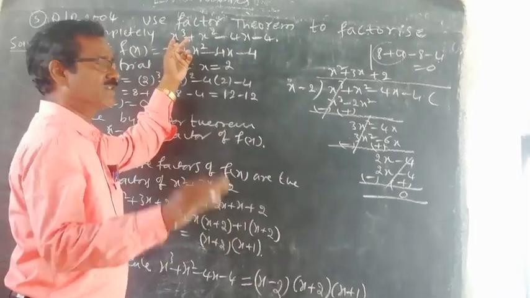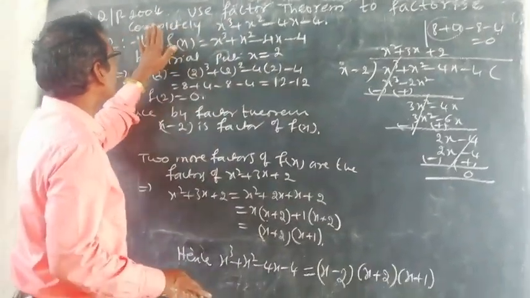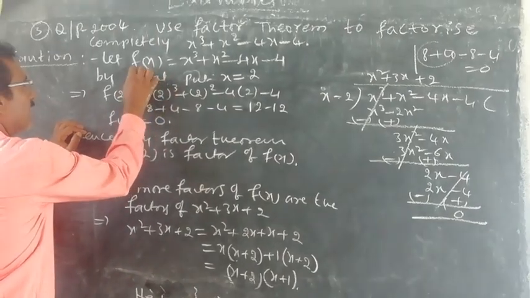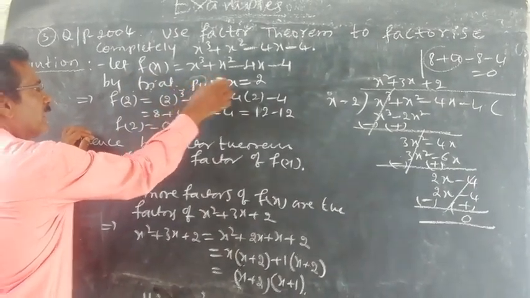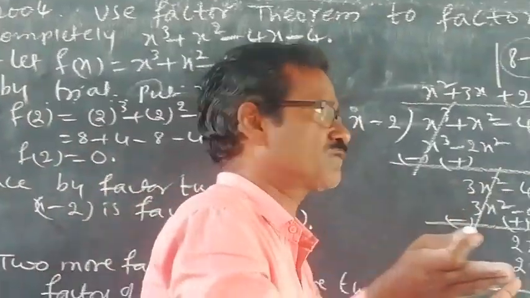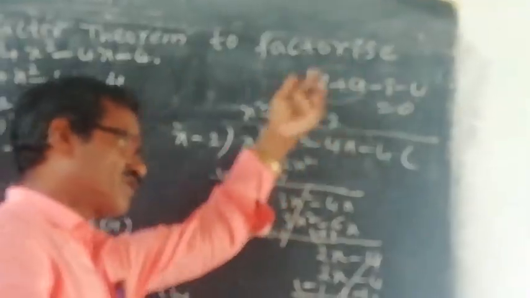What is the difference between the first problem and this problem? Here no factor is given, but we should select the factor by trial. By trial we should select any number here. Sometimes it may be plus 2, minus 2, or sometimes plus 1, minus 1. We have to check it this way, then we should apply it here.